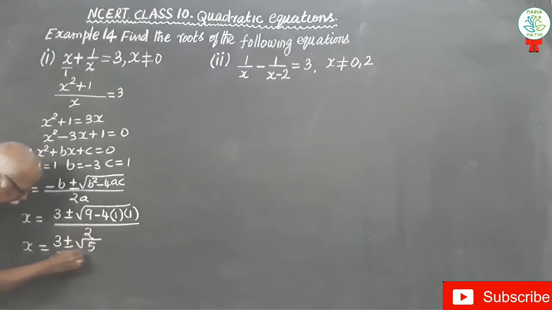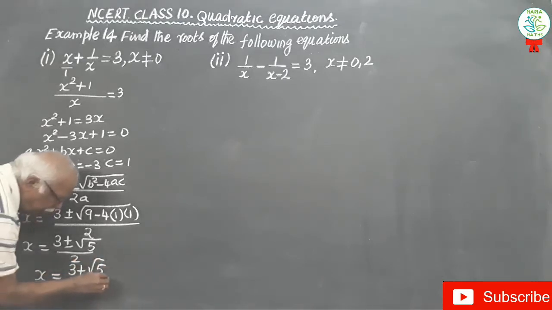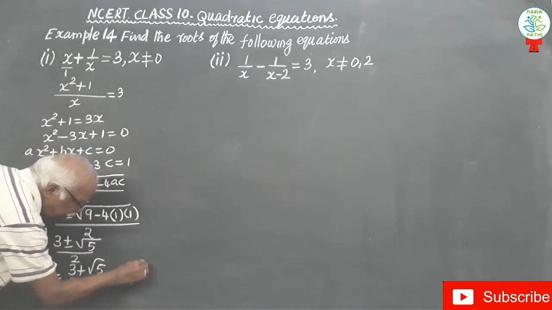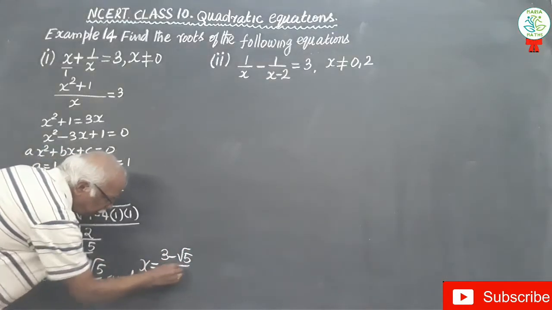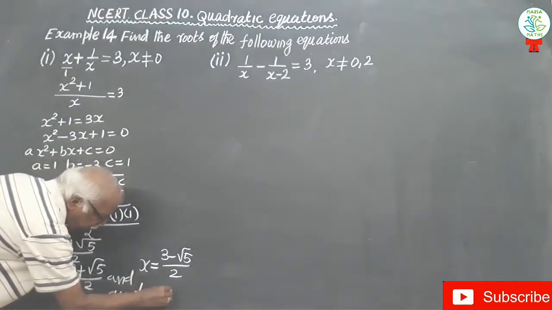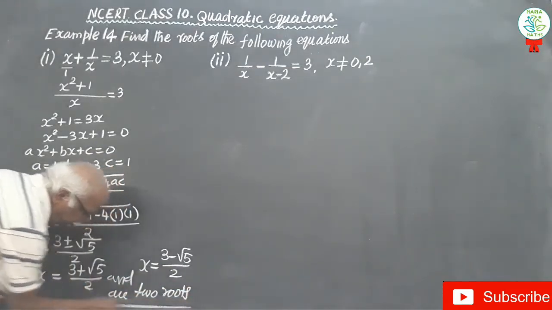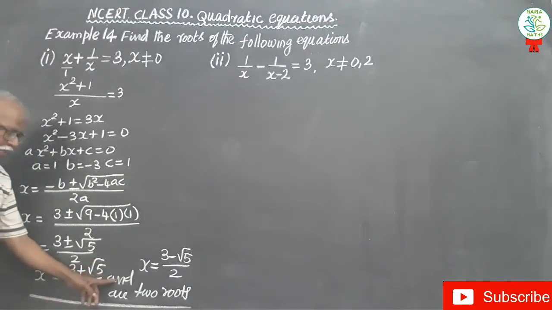x is equal to 3 plus or minus root of 9 minus 4, 5, by 2. Therefore, x is equal to 3 plus root 5 by 2 and x is equal to 3 minus root 5 by 2 are the two roots.